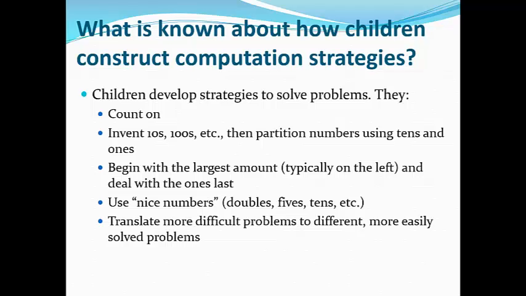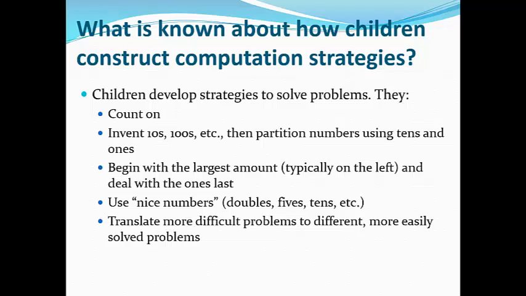So what is it that we know about how children construct computation strategies? First of all, children develop strategies to solve problems. We know that they count on, they invent tens, hundreds, etc., and then they partition numbers going the other way using tens, hundreds, etc. We also know that if they're left alone to develop their own understandings of computation, they typically begin on the left with addition and multiplication. And when we're teaching them traditionally, we teach them to start on the right. So that's counterintuitive.